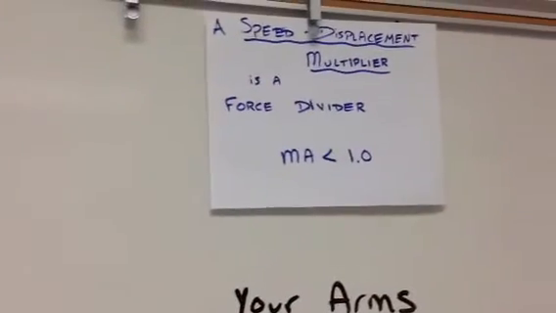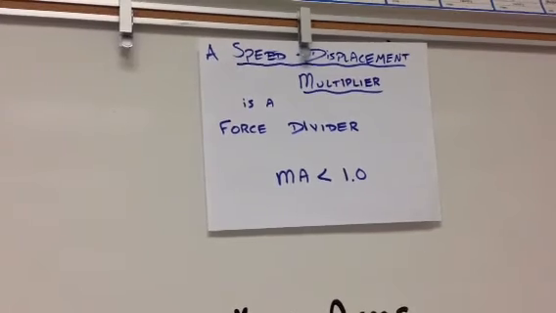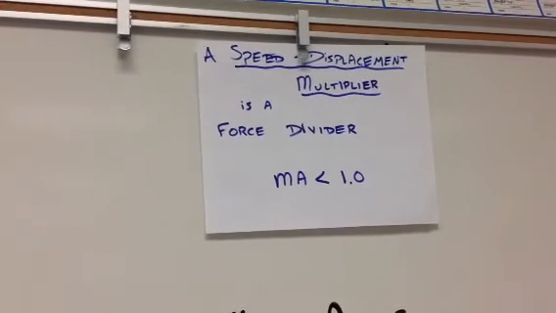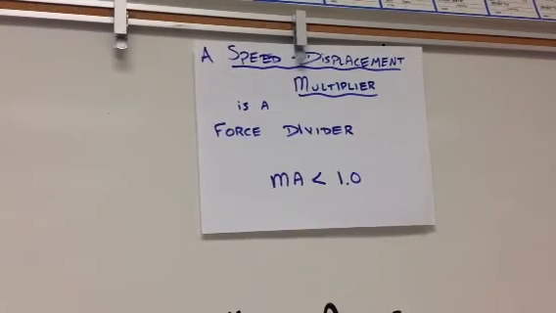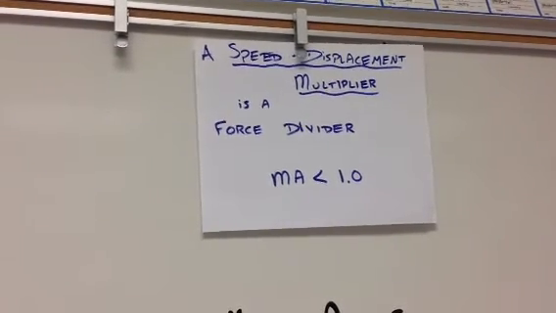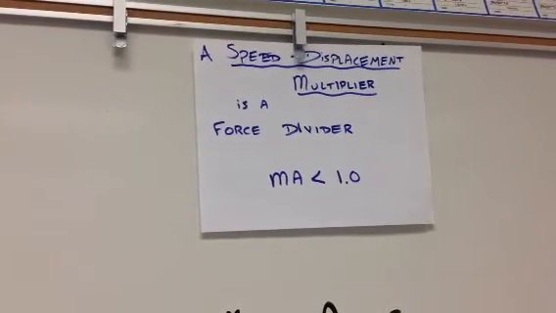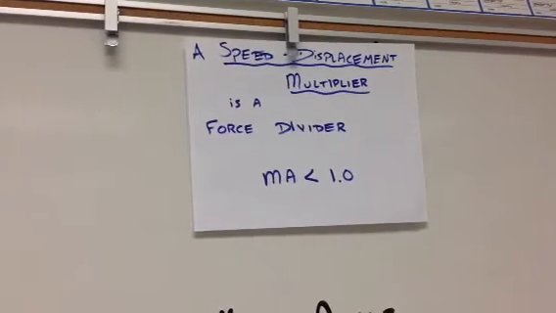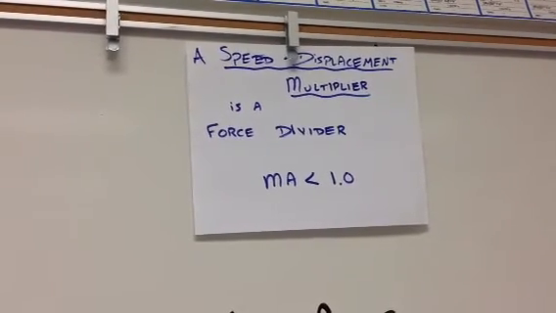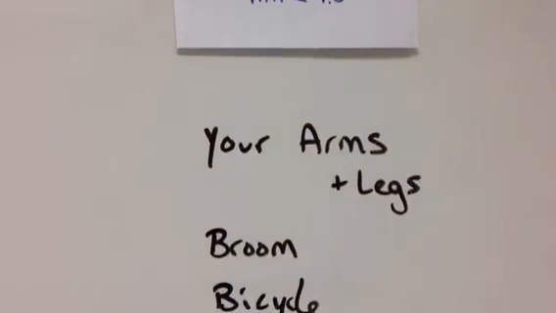There is, however, this whole other class of machines which is a speed displacement multiplier, and the mechanical advantage is less than 1. Not negative numbers, but fractions and decimals between 0 and 1. So 0.1, 1/2, 0.75, all those are speed and displacement multipliers. They are necessarily force dividers as a result of being speed displacement multipliers because of the nature of our universe. Some examples.